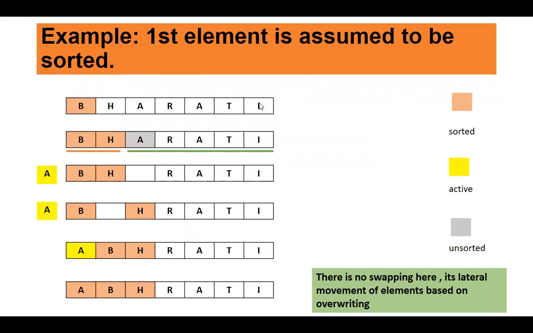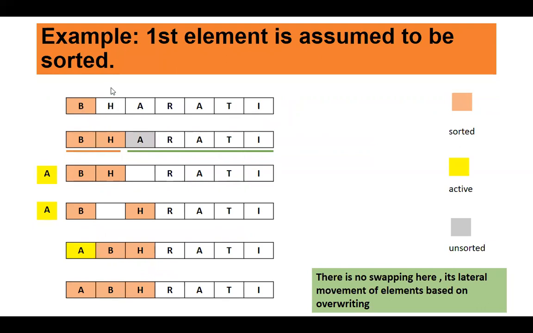Let's talk about Bharti, and we want to sort this Bharti using insertion sort. Of course, the sorting will be done in ascending order using lexicographic order of the alphabets. Now, we start with B, the first element. We assume the first element is always sorted.